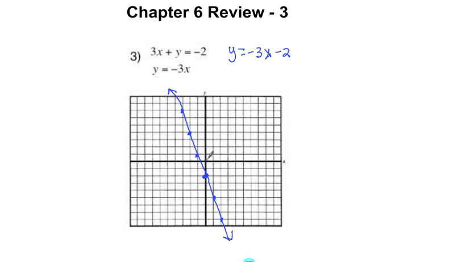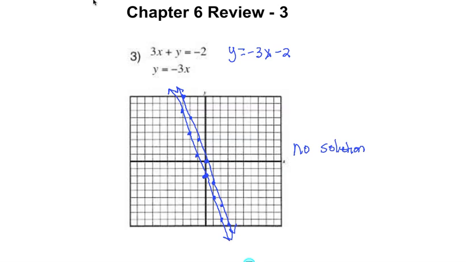The other one's going to go through the origin, and it has the same slope. So I'm going to go up 3 left 1, and down 3, down 3, down 3. Okay, and so you'll notice they're very close. And my lines are not perfectly straight, but these slopes tell me that they are perfectly straight, and so they will never cross, so this is a no solution.